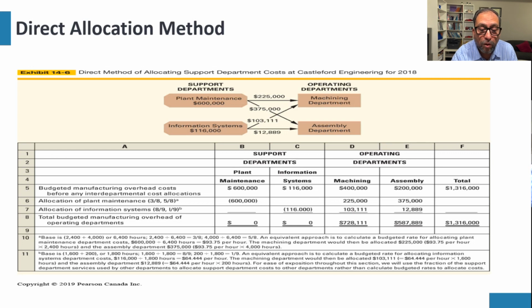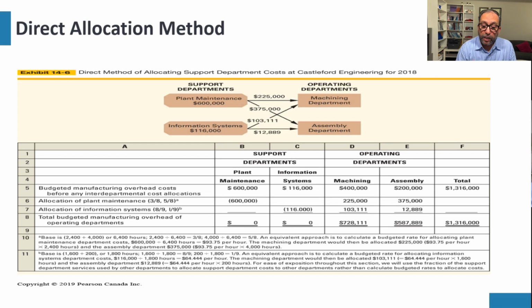So 2,400 divided by 6,400 into 600,000, you get 225. And similarly, 4,000 divided by 6,400 into 600,000, so we get 375,000.